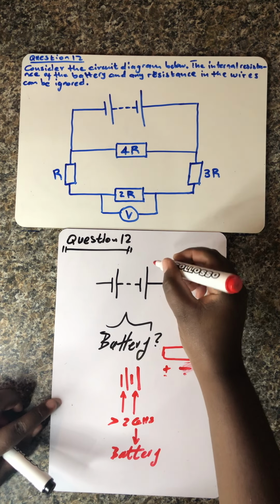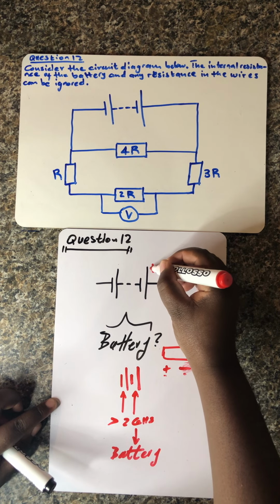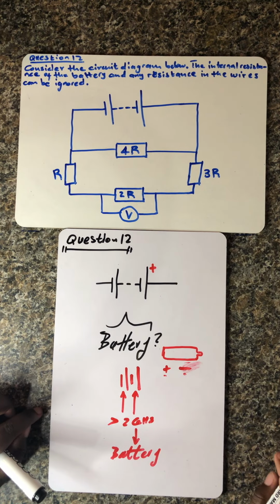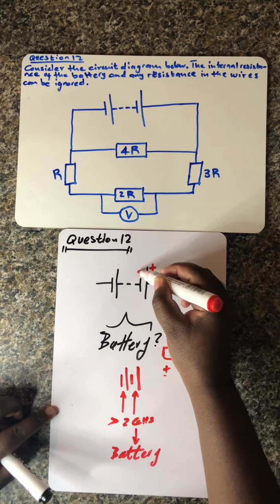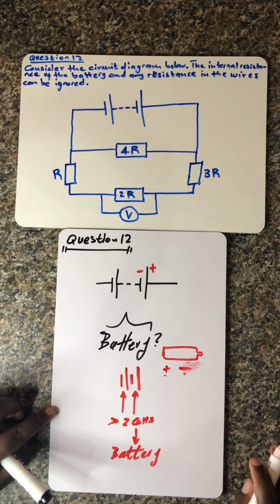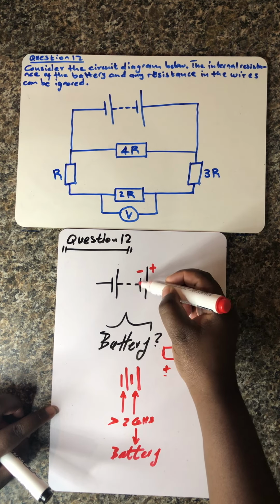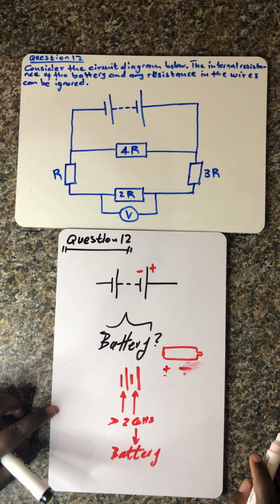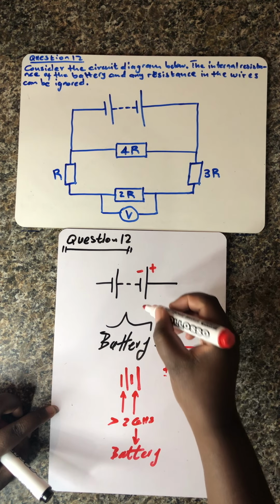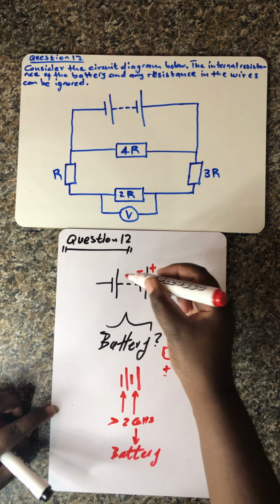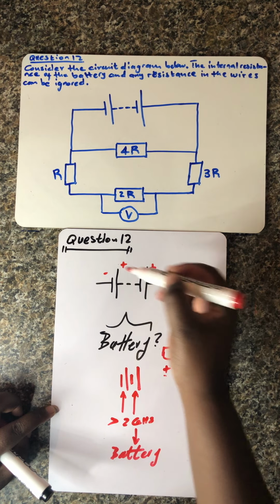So now a long line represents the positive side of the battery. The negative side of the battery is represented by a short line. So that means you've got two cells: positive, negative, positive, negative.